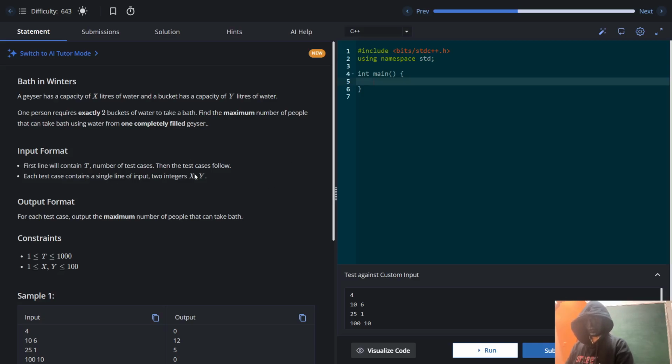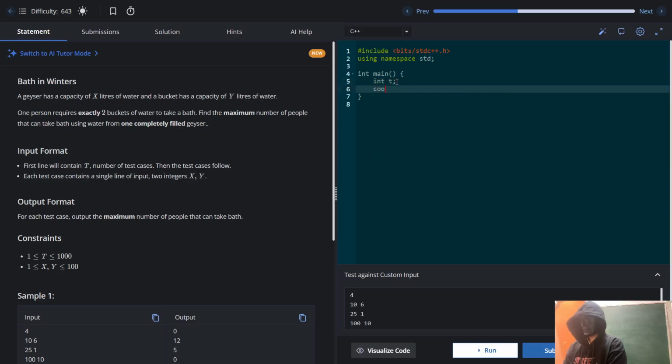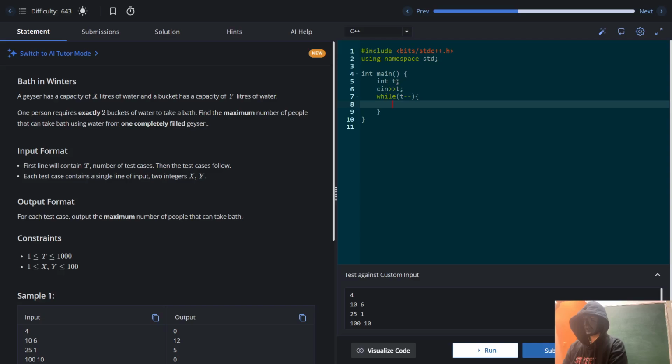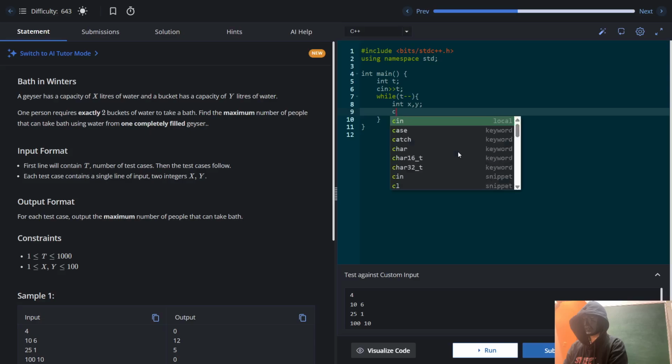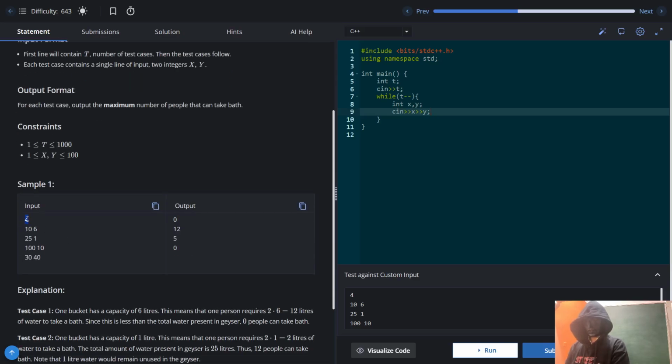First line will contain T, the number of test cases, so we read it with cin and use while T to take care of all the test cases. Each test case contains a single line of input with two integers x and y, so it is x, comma y. They've given 4 examples. Let's take this one, 10, 6.